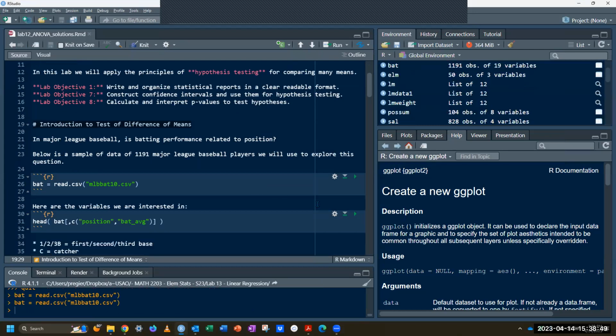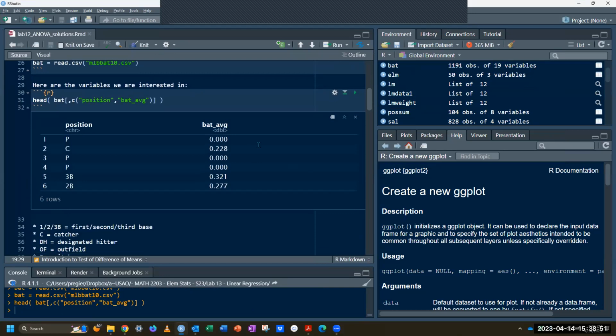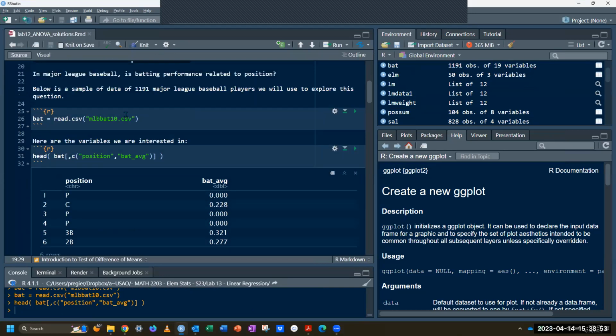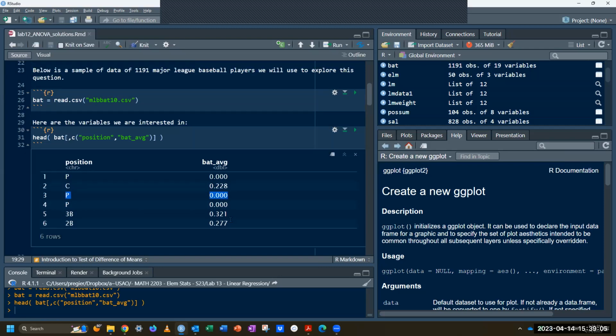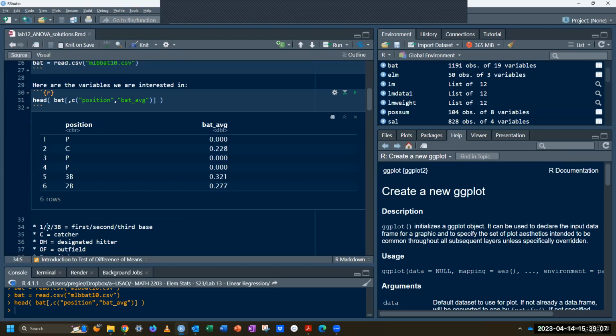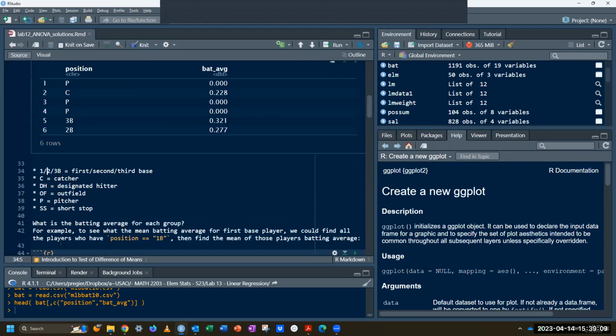So if we have our data here and we look at batting averages, the first question is, does it vary by position? Here's a sample from our data. We have different positions, different batting averages. There's a pitcher who has a 0 batting average, which kind of makes sense. And here are the different codes for the different positions.